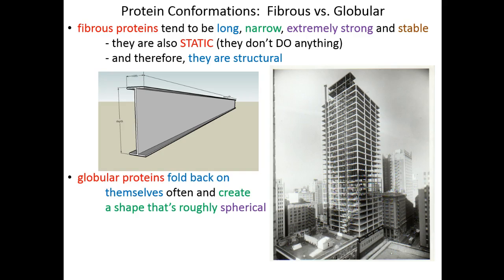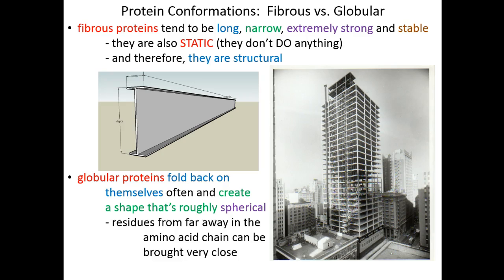Globular proteins are the ones that we already started talking about in the last lecture. These are the proteins that fold back on themselves, assume a very three-dimensional and kind of lumpy, pseudo-knotty shape. That shape is roughly spherical, which is where these get the name globular. And because these proteins are doubling back and folding within themselves, we can have residues that are very far apart in the amino acid chain being very close together.